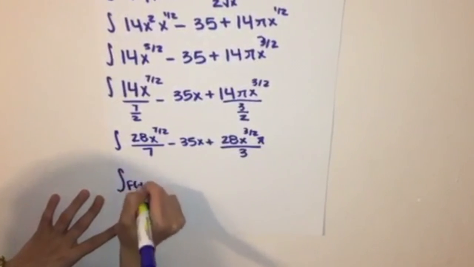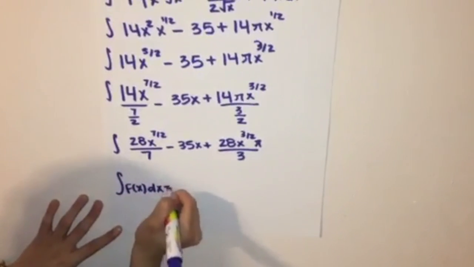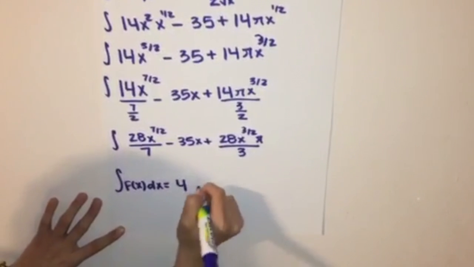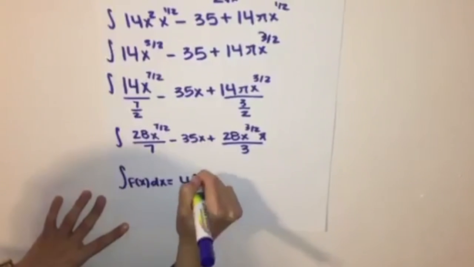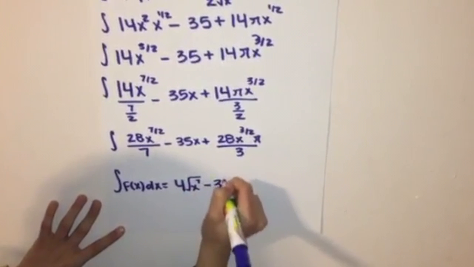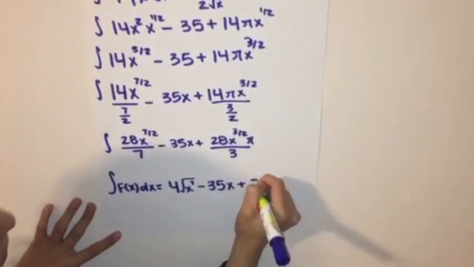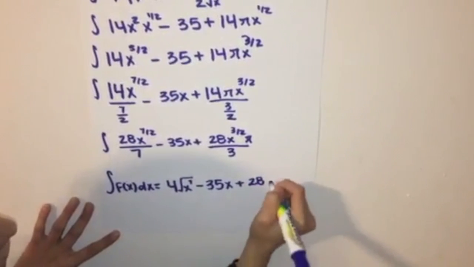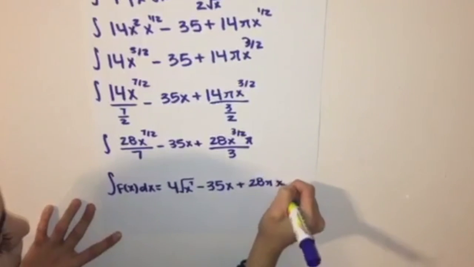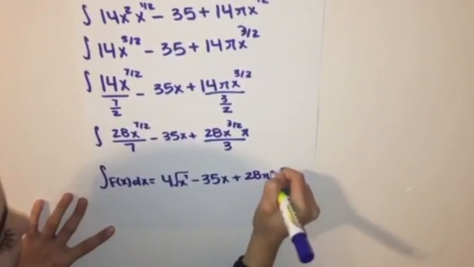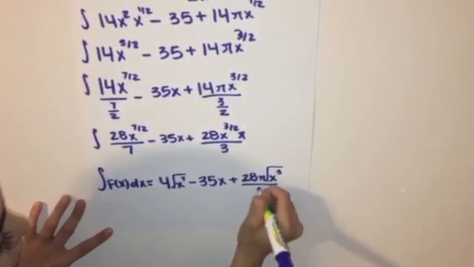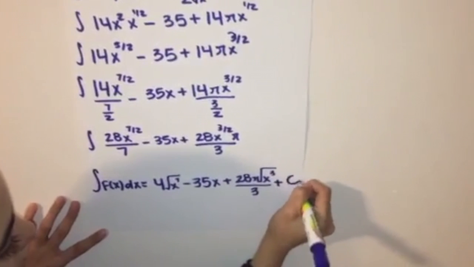Next we are going to use the proper notation, which is the symbol of integration f of x dx, and simplify, which is going to be 4 square root of x to the 7th power minus 35x plus 28 times pi square root of x to the 3rd power divided by 3 plus c.